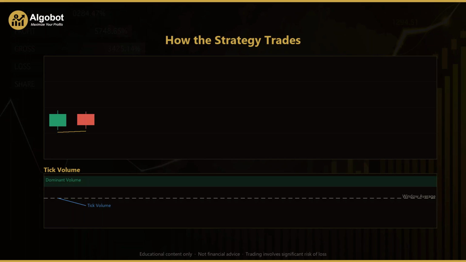Let's bring the logic to life on the chart. On screen, you can see a candlestick sequence with the exponential moving average baseline drawn as a line through price, and a tick volume panel underneath. Watch how the strategy reads these two together.